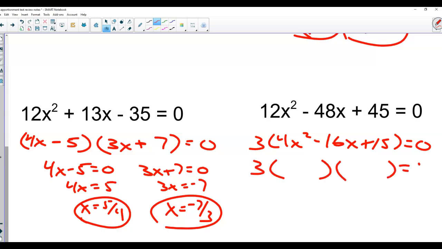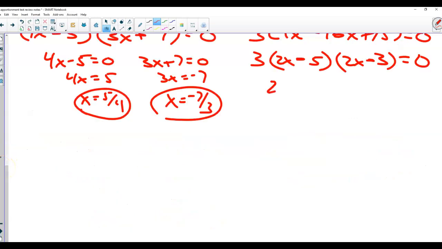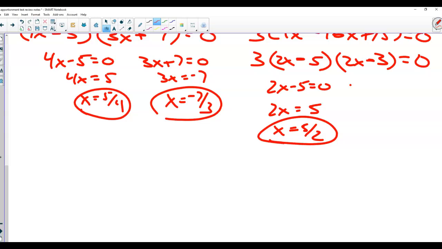I'm going to try 2x first. And what works out nicely here is if I break up the 15 into 5 and 3, 2x times 3 is 6x, 5 times 2 is 10x. Negative 10x and negative 6x gets me to my negative 16. And we get 2x minus 5 equals 0, 2x equals 5, x equals 5/2. 2x minus 3 equals 0, 2x equals 3, x equals 3/2.